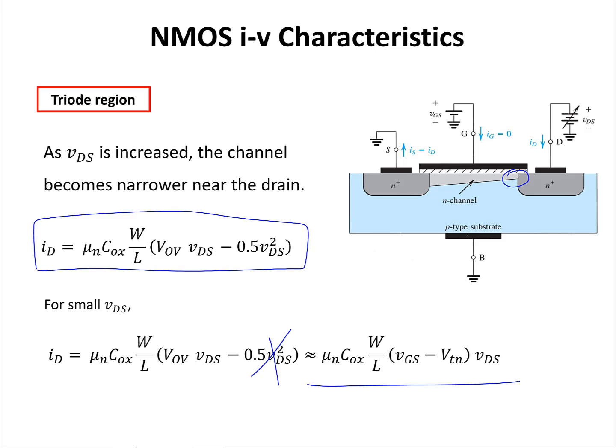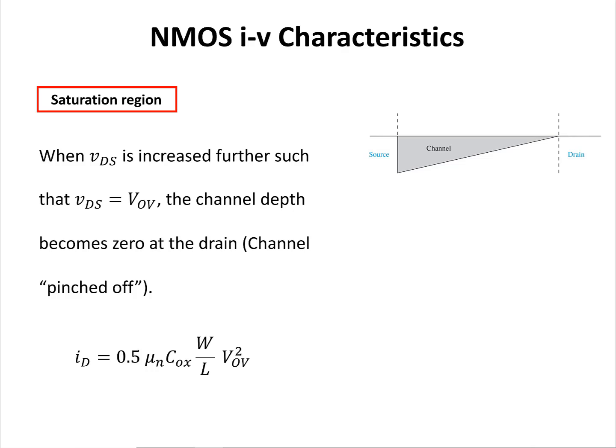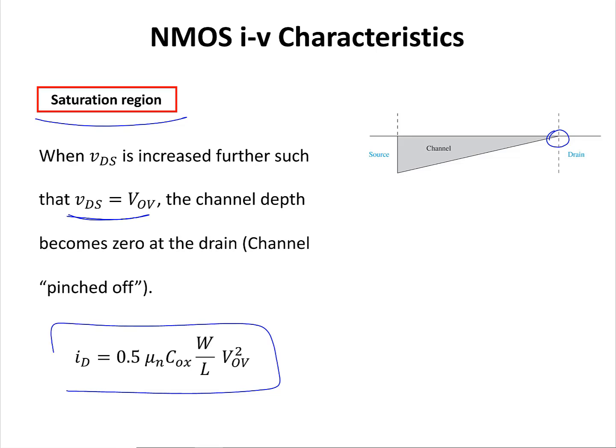Let's move on and see what happens if the value of V_DS is increased even more. When V_DS is increased further such that V_DS is equal to V overdrive, the channel depth becomes 0 at the drain. At this point, we're going to say that the channel is pinched off and the transistor enters the saturation region. The equation for the drain current in the saturation region is provided here. After this point, if V_DS is increased further, the current cannot change and the amplitude of the current is going to stay constant for a constant V_GS value.